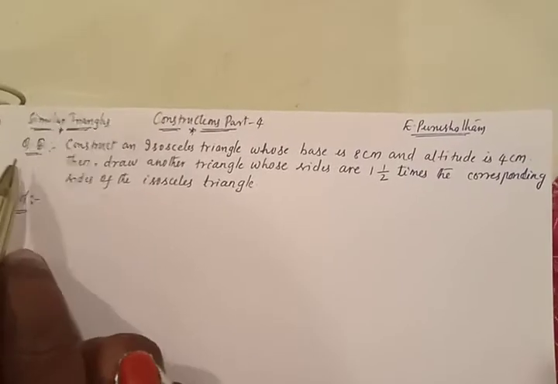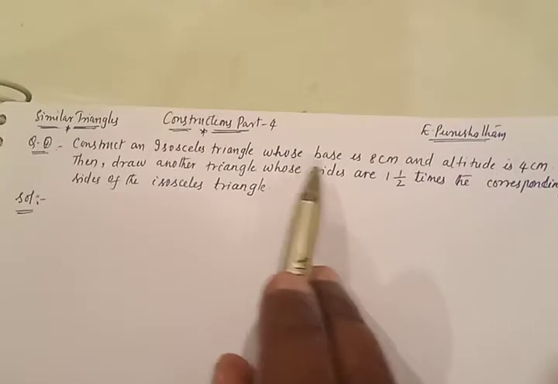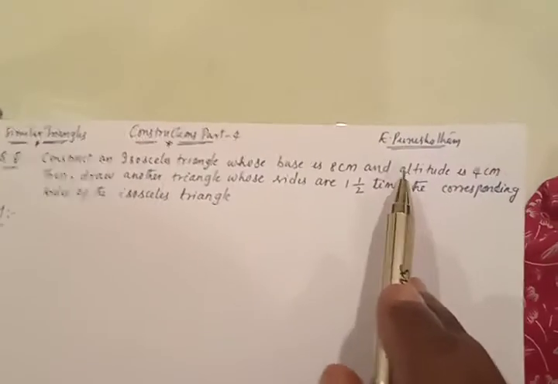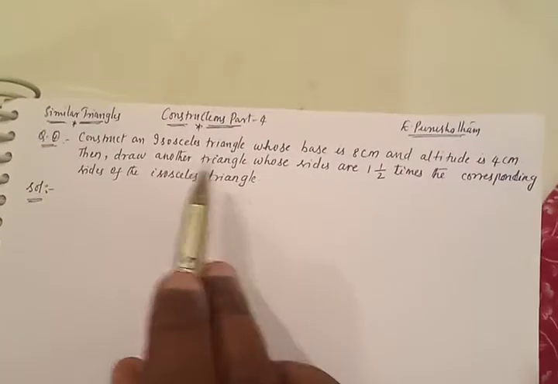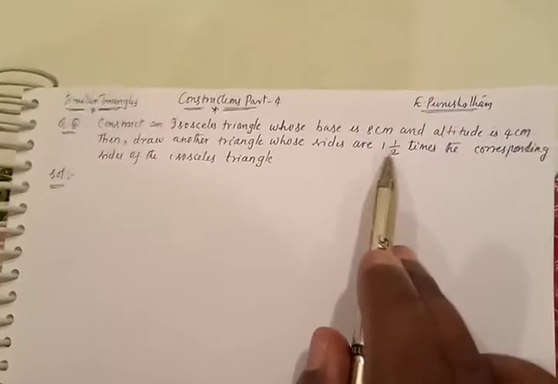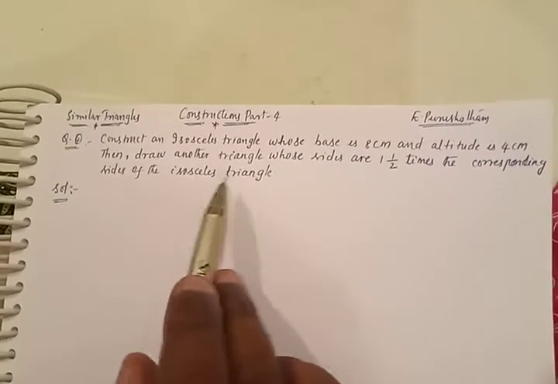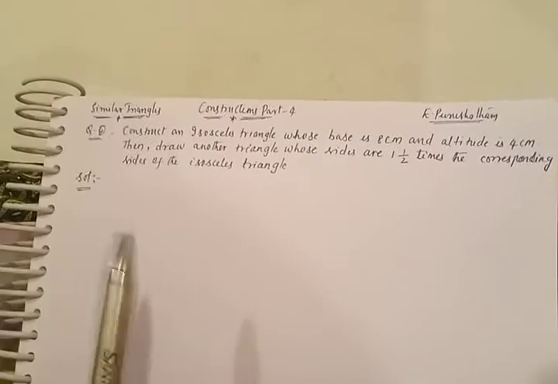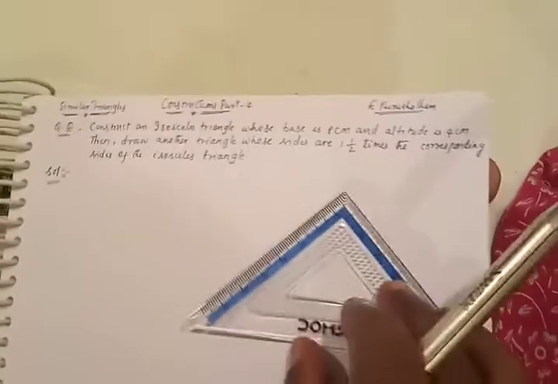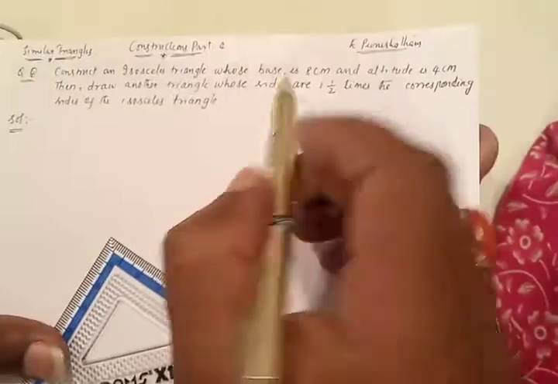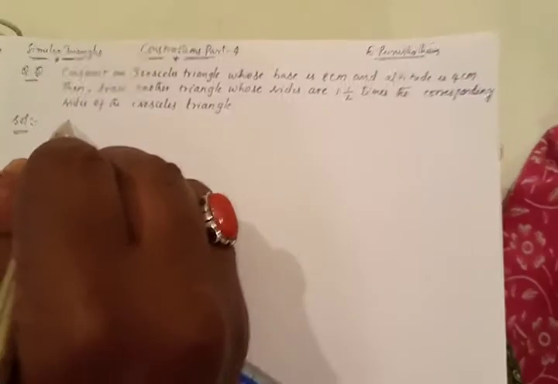So now question number 4: construct an isosceles triangle whose base is 8 cm and altitude is 4 cm. Then draw another triangle whose sides are 1 by 2 times the corresponding sides of the isosceles triangle. So you know in an isosceles triangle, two sides of a triangle are equal. Here the given base is 8 cm and altitude is 4 centimeters.